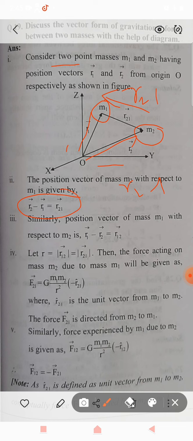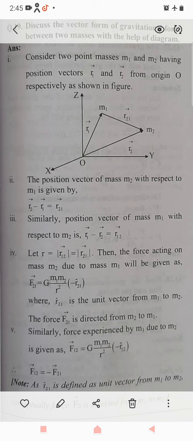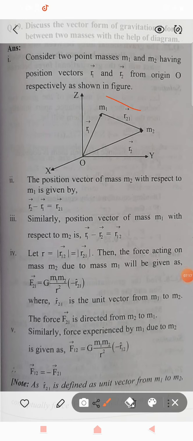Similarly, the position vector of mass m1 with respect to m2: when we write r12, that is r1 minus r2. So r21 means r2 minus r1 and r12 means r1 minus r2. Remember, though the sign is different, the magnitude will remain the same. Suppose this distance is 1 meter, then if we measure from m1 to m2 or m2 to m1, it will always remain 1 meter. So there is no change.